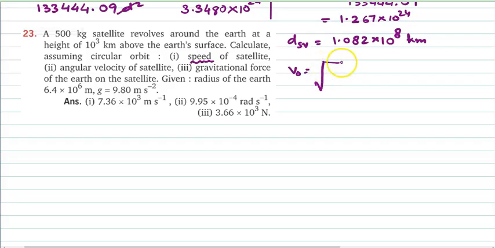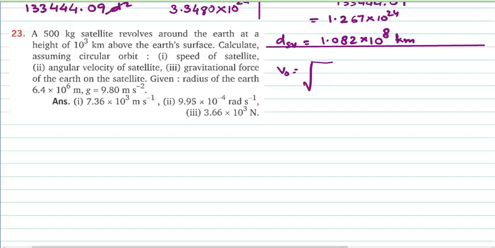That is under the root of G mass of the earth, since the satellite is revolving around the earth, upon Re plus h. Is that clear? Now see, there are certain constants which you must be aware of. For example, the radius of the earth has been given as 6.4 into 10 to the power of 6 meters. So let me call this small r as under Re plus h. So what I am doing, I am replacing this Re plus h as small r.